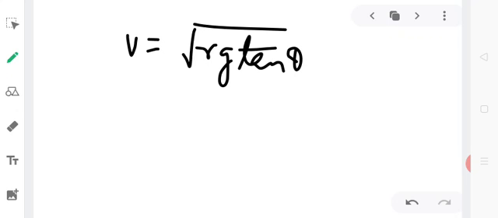So when we consider the force of friction, we can obtain a modified form for the safe velocity, that is the velocity at which a curve can be negotiated safely. So let's do that.